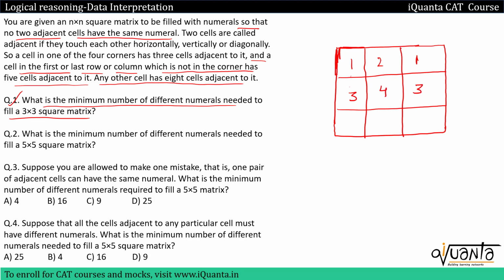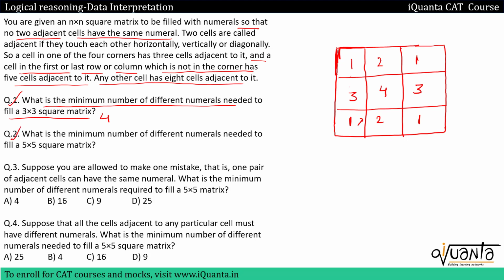Now I can again put 3 over here because adjacent cells, they do not have same numeral. Then I can again fill 1 over here because adjacent to 1, we do not have same numerals. Then I can fill 2 over here, 1 over here. So minimum number of numerals in first question, it will be 4. We can fill 3 cross 3 matrix by minimum 4 numerals.